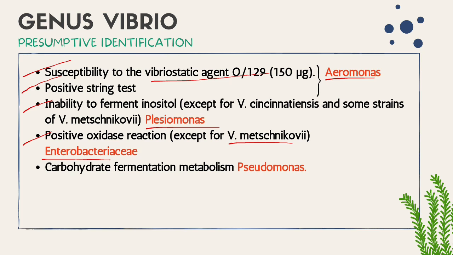So next is the fermentation of carbohydrates. So again, for Vibrio, they can ferment a lot of carbohydrates, and that differentiates them from the genus Pseudomonas that cannot.